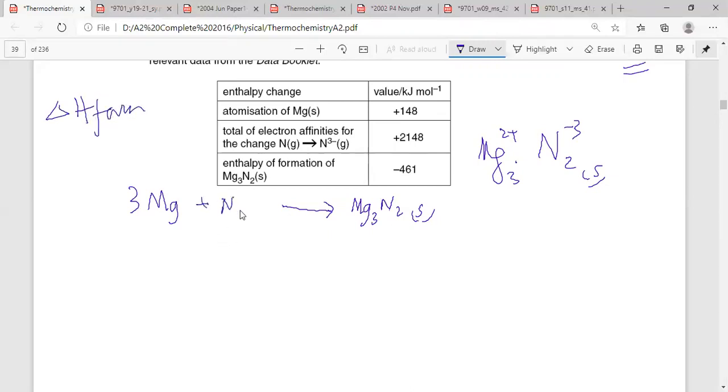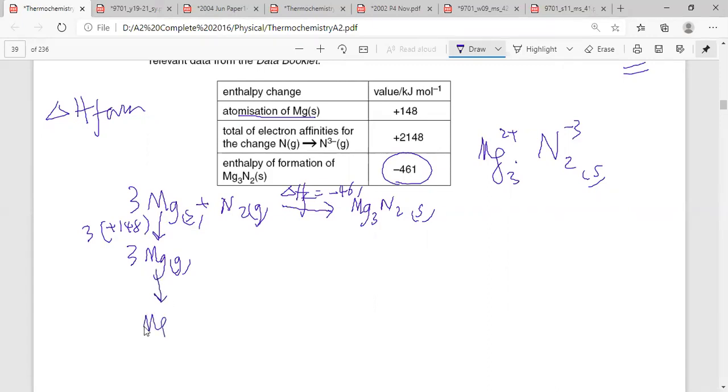Plus, of course, N2 gas, this will be your solid. Balance it. This whole thing is the heat of formation, which is this fellow here: minus 461. So now go step by step. The first, of course, is the heat of atomization to form 3 Mg gas, which is 3 times positive 148. Then you go to Mg2+ gas, again it's 3 here.